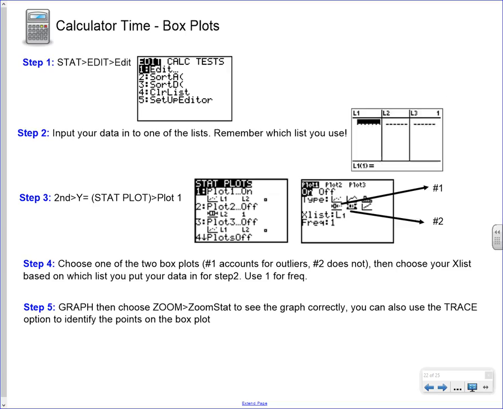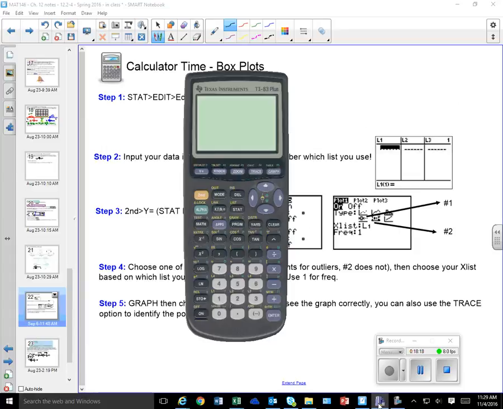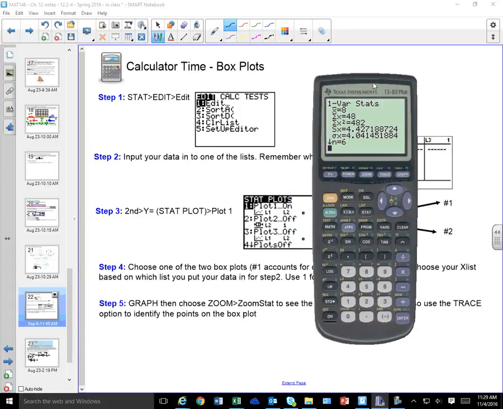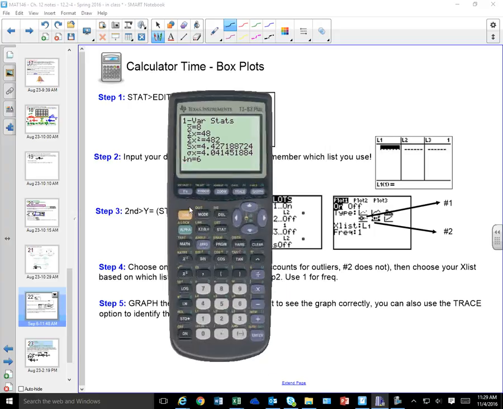Okay, and so this is a pretty neat feature to do. So what we're going to do here is first we've got to put our data in, right? So we go back to stat and edit, just like we did for our one variable stats. If you still have data in here that you want to get rid of, go up here and push clear. So go up to the list, highlight it, and push clear and enter. And then all your data will be gone there.